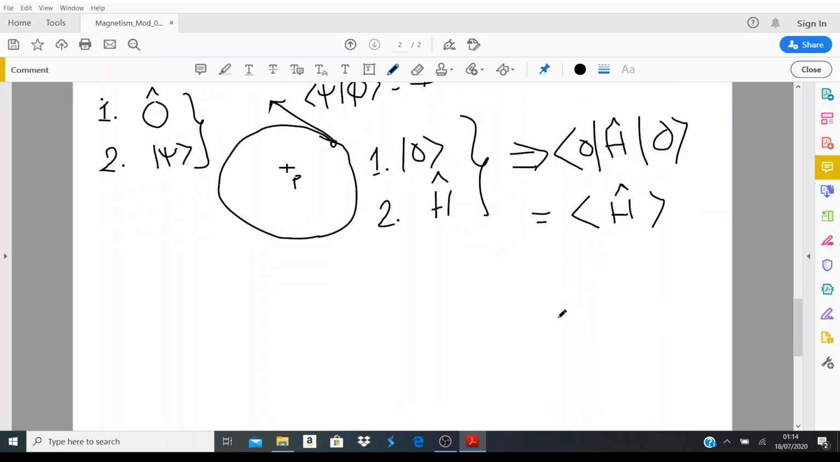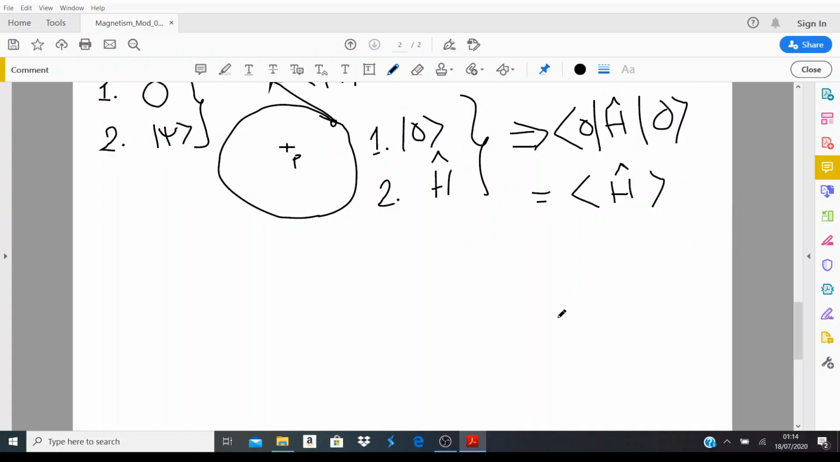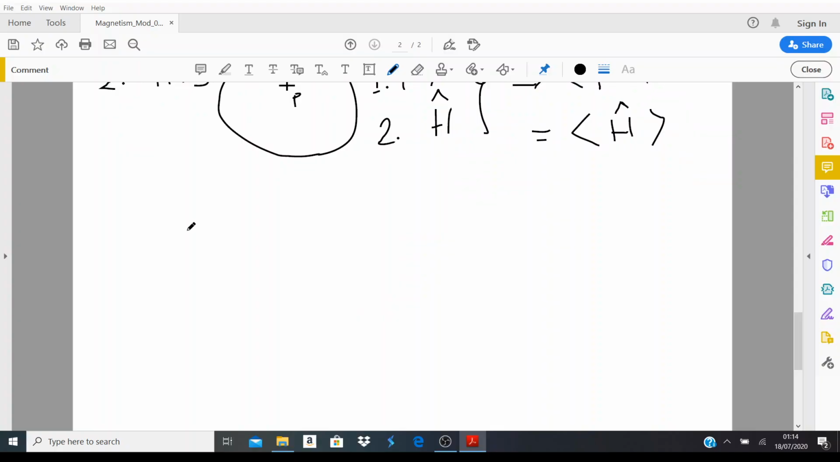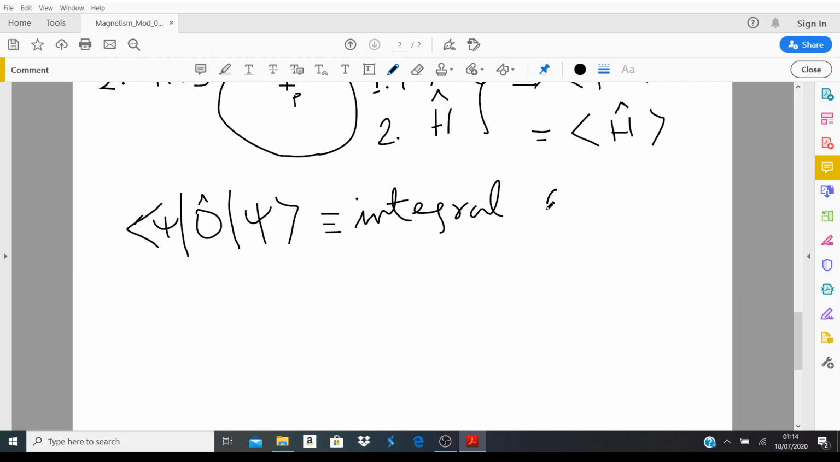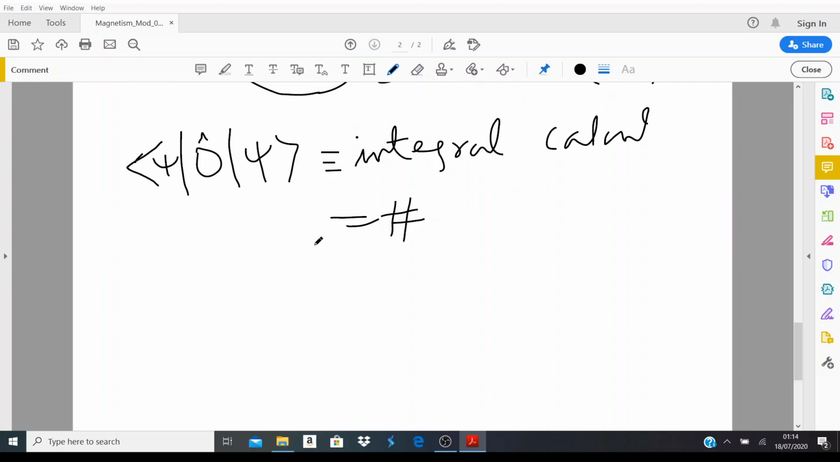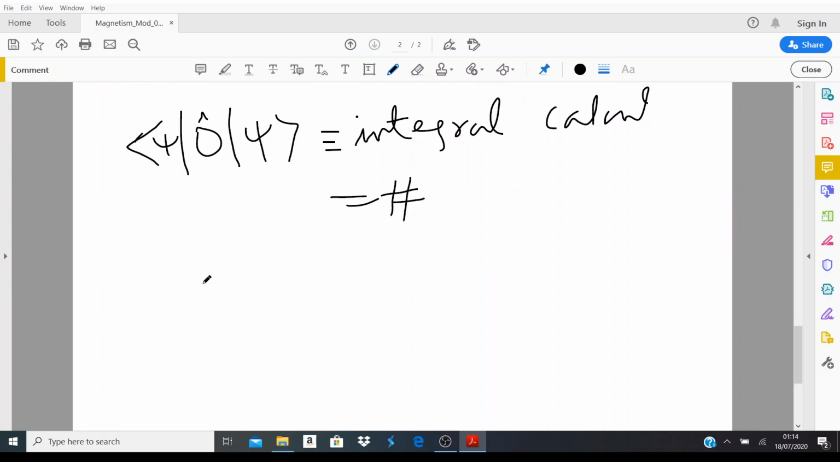And before I finish, I want to mention some notational points about this expectation value. Every time you see some bra vector, let's say psi, and some operator, let's say O, and ket psi, this is always, just remember it, an integral calculation. We know this is a number for sure, right? But another interpretation is that this is an integration. The way you perform this integration is very interesting, right?